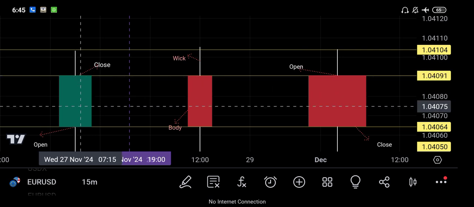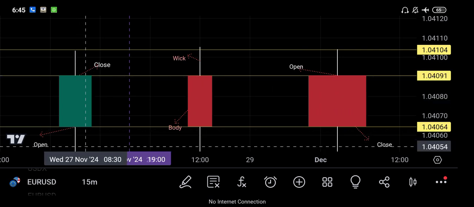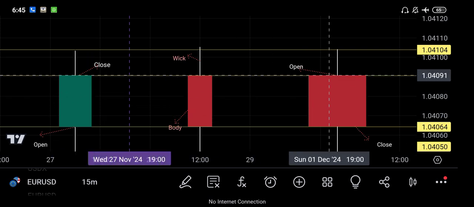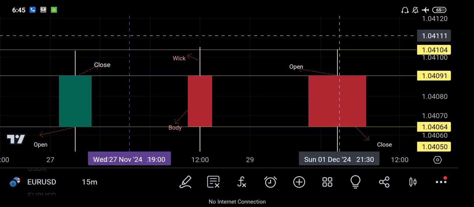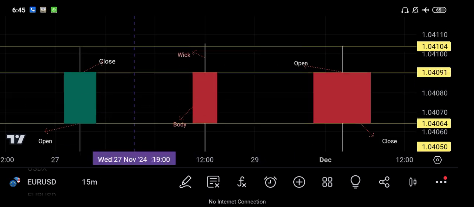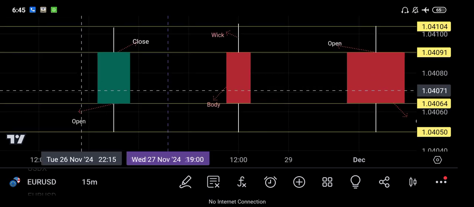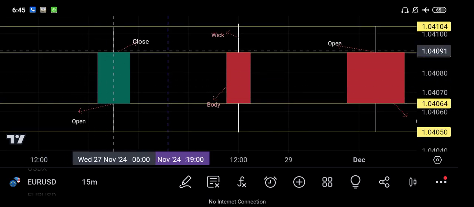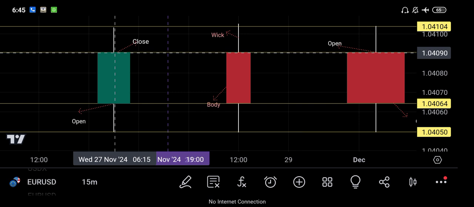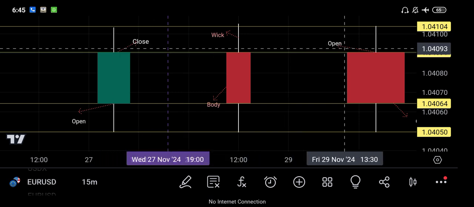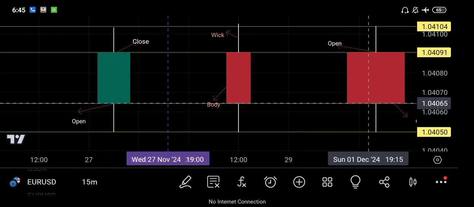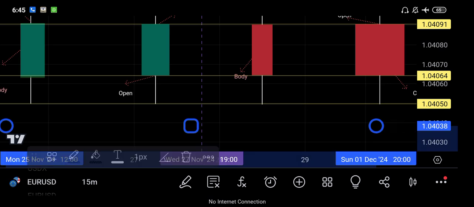This market can still go down and turn into a bearish candle. This market can still go up and turn into a bullish candle. So you need to understand that a bullish market starts from the bottom and closes at the top, and then a bearish market starts from the top and finishes at the bottom. So this is it for this.